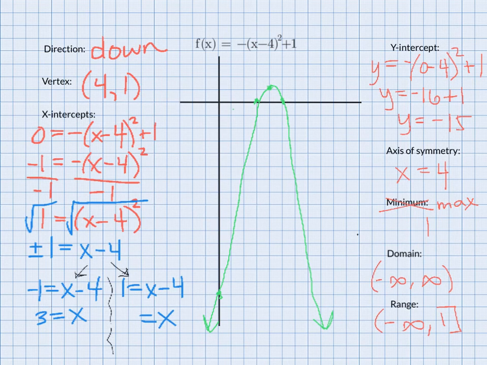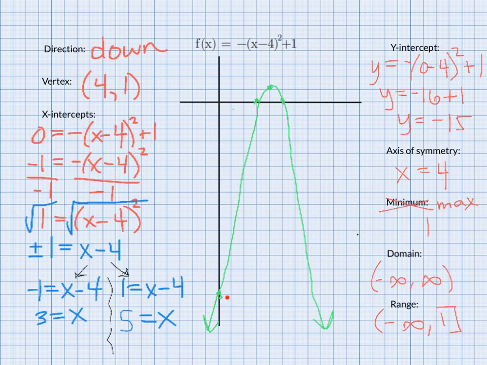In order to find the x-intercepts, which are 3 and 5, we set y to 0, and then we solved for x. When we took the square root of 1, be careful, it's both +1 and -1, and therefore we have two x-intercepts, which are shown here and here. And then the y-intercept, we let x be 0. -4 quantity squared is 16. That negative out front makes it -16, plus 1 is a y-intercept of -15, which is shown down here on the graph.